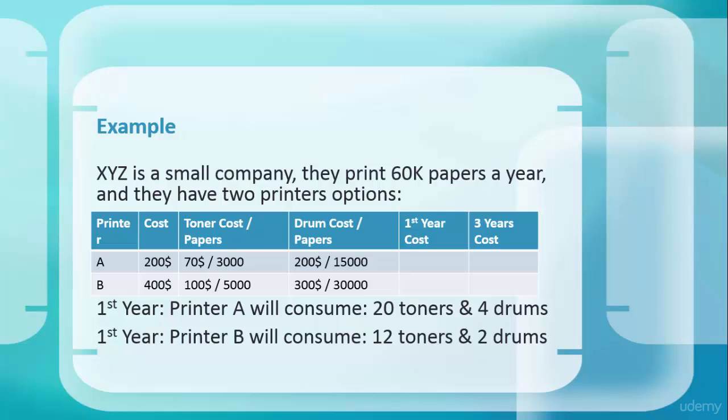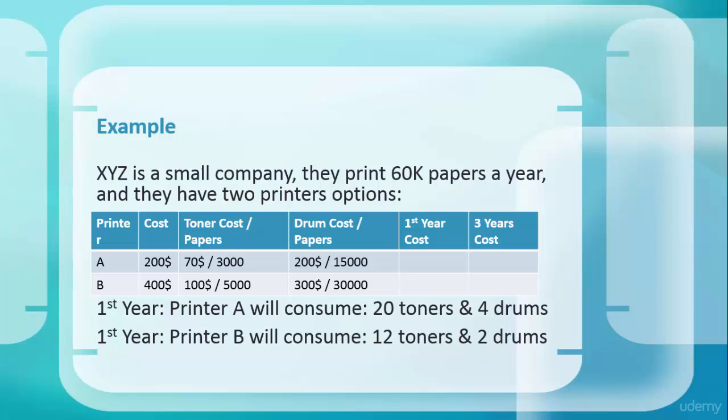Printer A toner costs $70 and it prints 3000 pages, while printer B toner costs $100 and it prints 5000 pages. Still think A is cheaper? Printer A drum needs to be replaced after 15,000 pages and it costs $200, while printer B drum is replaced after 30,000 pages and it costs $300.